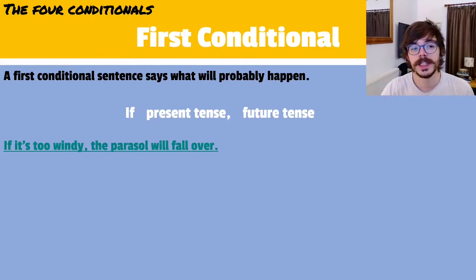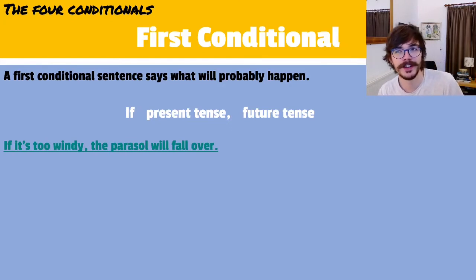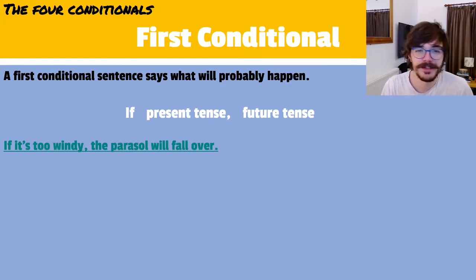So we use a first conditional in this sentence because we're talking about a specific situation. We're not just saying generally. I mean, we could say in the zero conditional, if it's windy, parasols fall over, but it doesn't happen every time. Sometimes it doesn't. And here, we're talking about a specific situation.